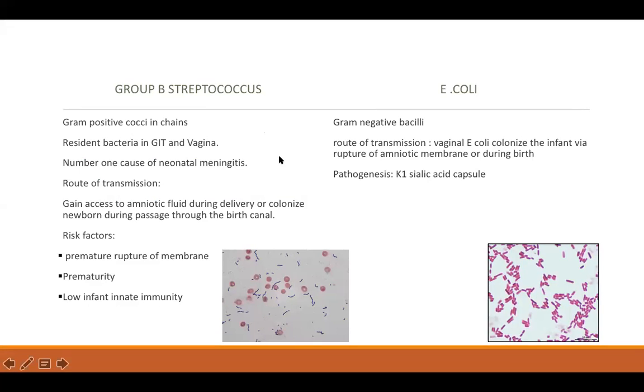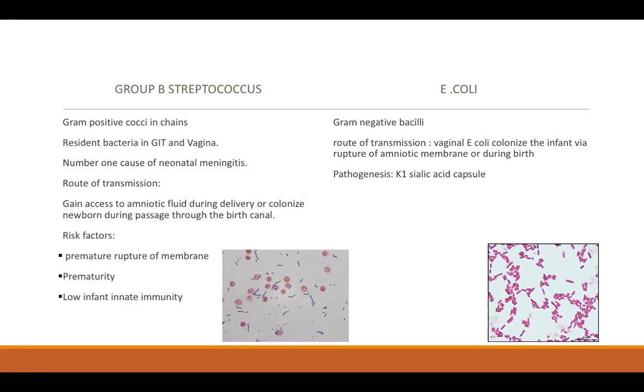Okay, how does it transmit to the baby? It gains access to amniotic fluid during delivery, or it may colonize the newborn when the newborn passes through the birth canal. Okay, what are the risk factors? Why do some babies acquire it and some babies don't? Risk factors include premature rupture of the membrane, or general prematurity of the baby, or if the infant has a low innate immunity. Always think about anything that causes difficulty in labor, for example prolonged labor, there's going to be an increased chance of infection with group B Streptococcus.